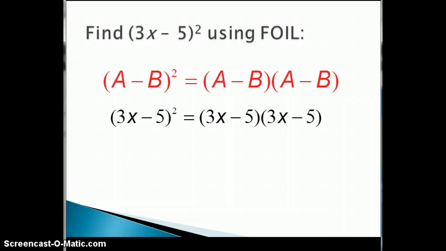So for this example, that means 3x minus 5 squared, we would start by rewriting that as 3x minus 5 times 3x minus 5. So now we can FOIL.